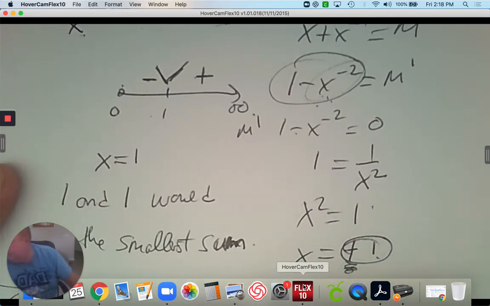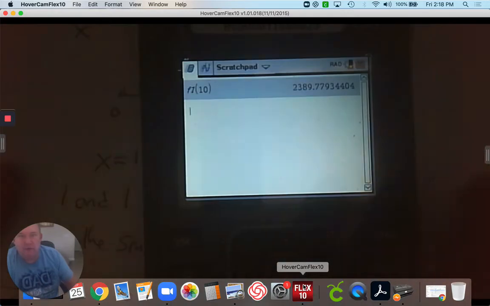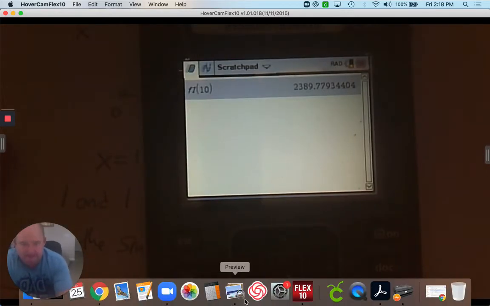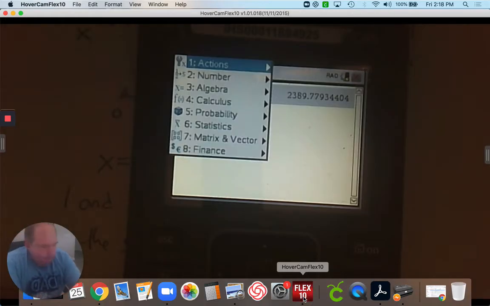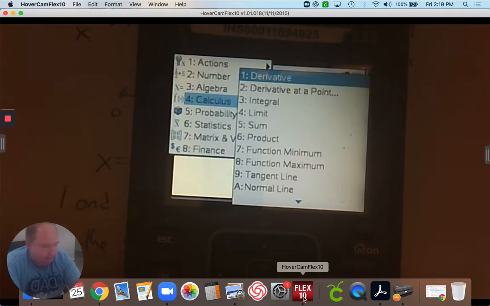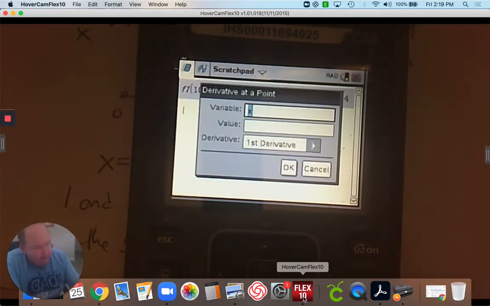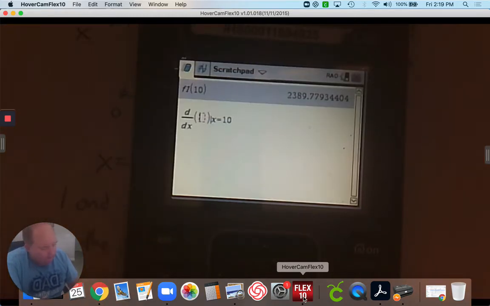Part B says what rate. So if you're talking rate, it's a derivative. So it says how fast, that's a rate, was the disease spreading on the 10th day. So now I just need to do the derivative. Menu, calculus, derivative at a point. It is x. The value is 10. First derivative because it's the 10th day.